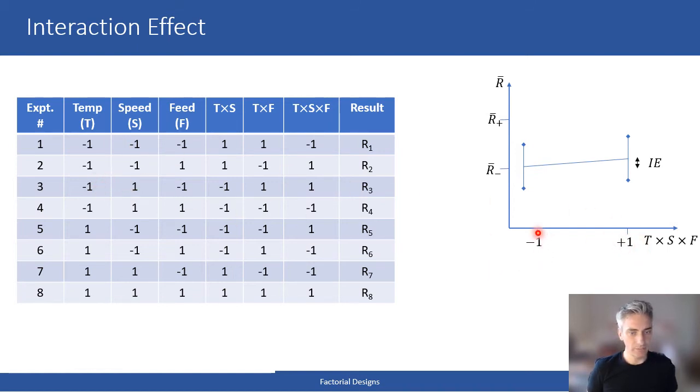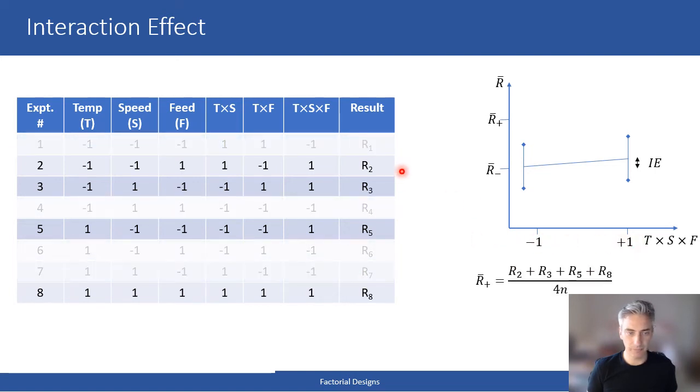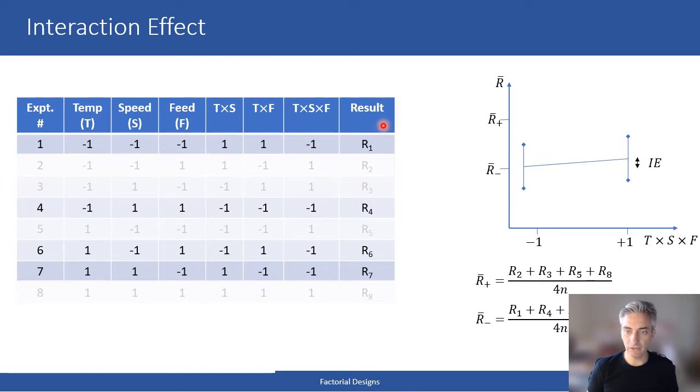So we use the same method as before. We calculate the average effect when the interaction is high. So this example here is a temperature, speed, feed interaction. These are all the high values, R2, R3, R5, and R8. And these are all the low values, R1, 4, 6, and 7. You can see we have an interaction all being negative. And then we just plot them in the same way.